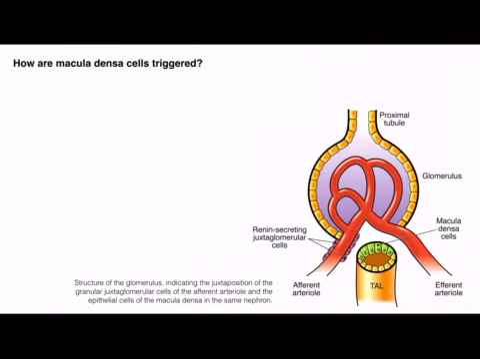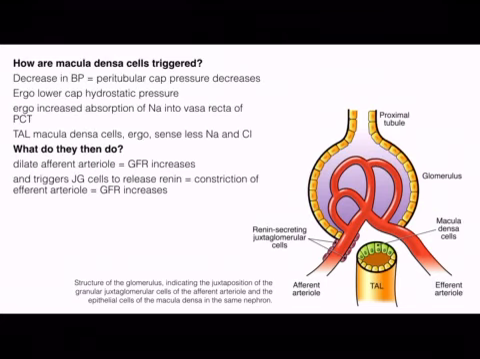How are macula densa cells triggered? We've been over this. Decrease in blood pressure. So they then dilate, and so on, to modulate glomerular filtration rate in accordance. This is a summary of the blood vessels. Nothing we haven't gone over about 5 times already.